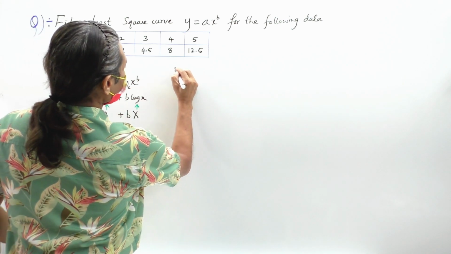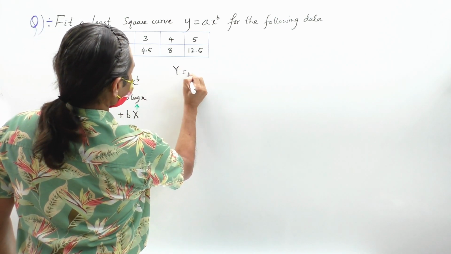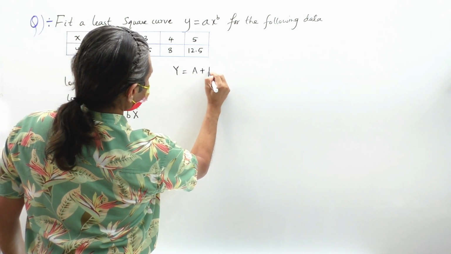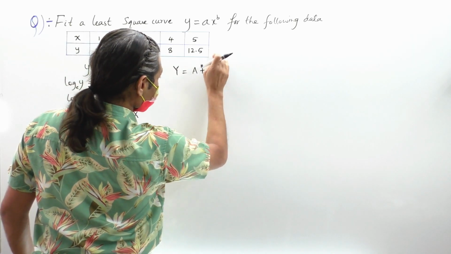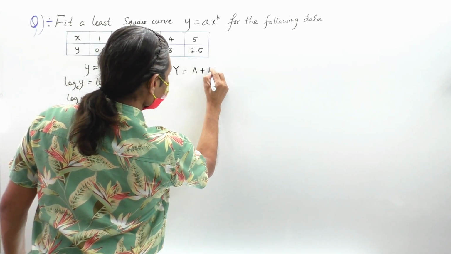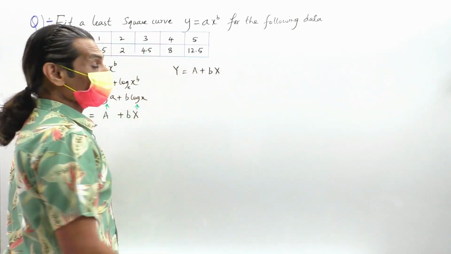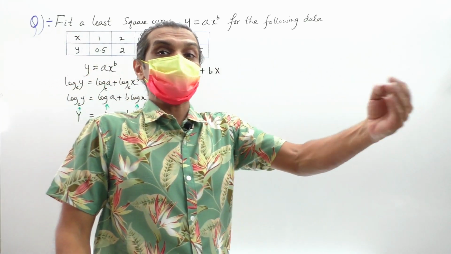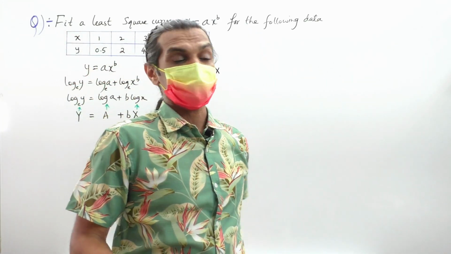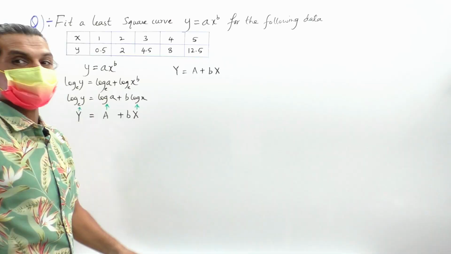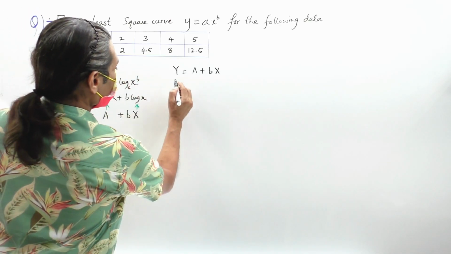I better write it here. So we have Y equals A plus bX, small b into capital X. Note that there is a capital X here, so all summations will be in terms of capital X only. Now, apply the summation twice, since there are two constants, capital A and small b.